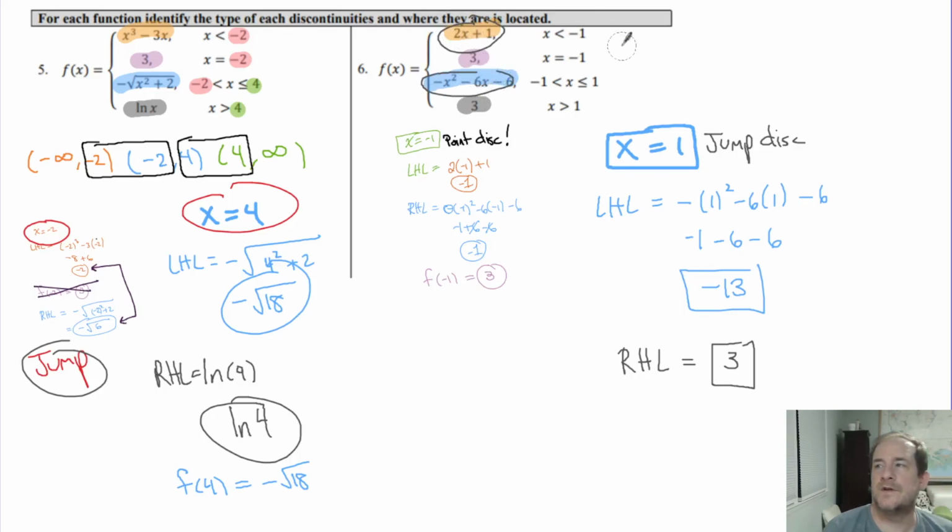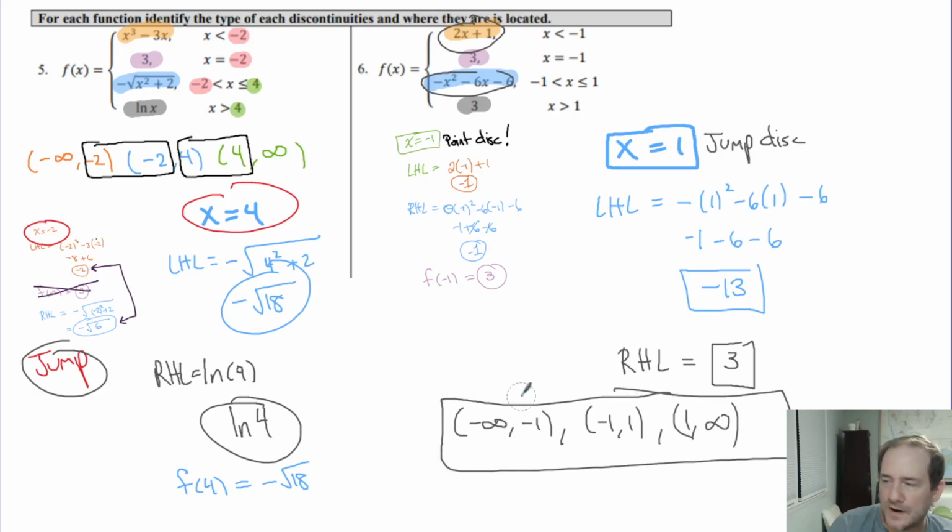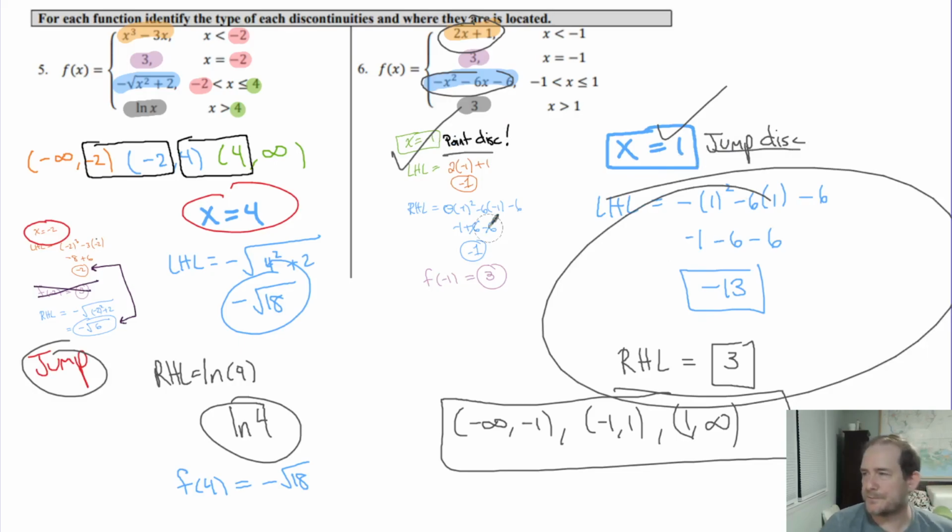Parabolas are continuous. So if you had to say where we are continuous, you know that it would be from negative infinity right up to the first discontinuity at negative 1. Then we're fine from negative 1 to 1. Then we're fine from 1 to infinity. So here's the 3 intervals on which we are continuous, and here's our 2 discontinuities classified using limits.